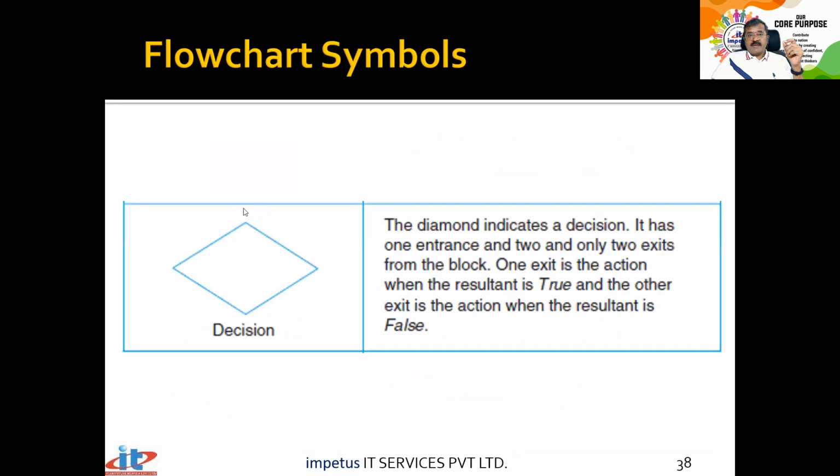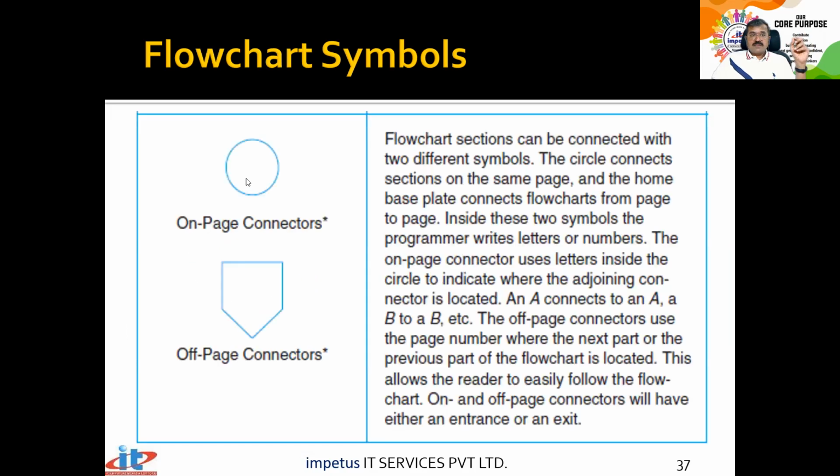If a diamond comes, that's a decision condition. That means it's a selection condition. Decision, selection condition. So the looping condition will be that polygon, and if you draw a diamond, in that case it's a decision. That's a selection condition. If you have a circle, that's an on page connector. And if you have this particular symbol, that's an off page connector.